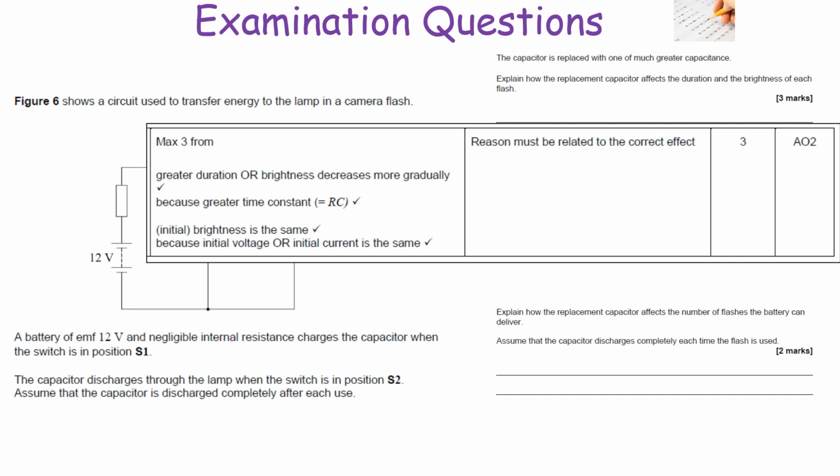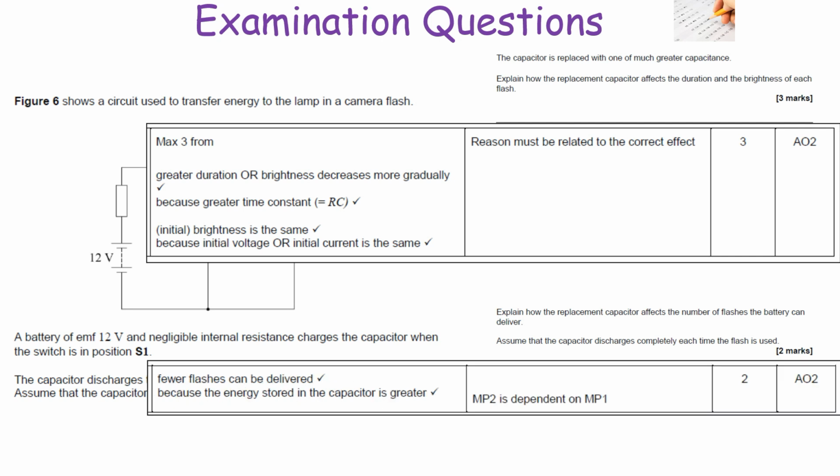The next question says, explain how it will affect the number of flashes the battery can deliver. Well, there's going to be fewer flashes delivered because the energy stored in the capacitor is greater, because E is equal to a half CV squared, so we know that C has increased, therefore E has increased. So the energy stored is greater, so there will be fewer of them delivered each time.